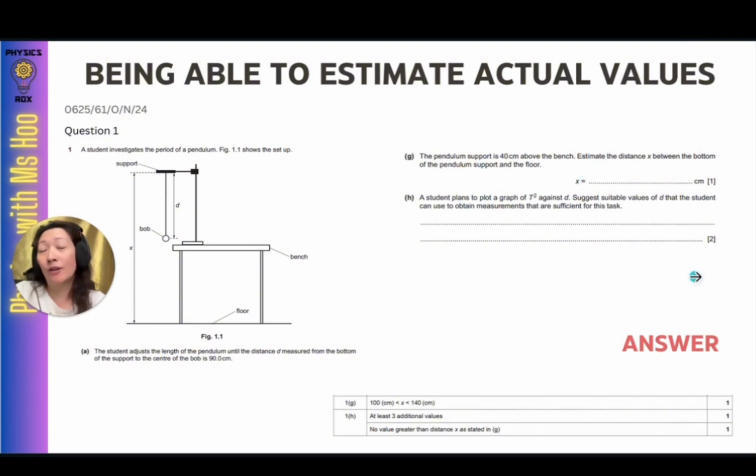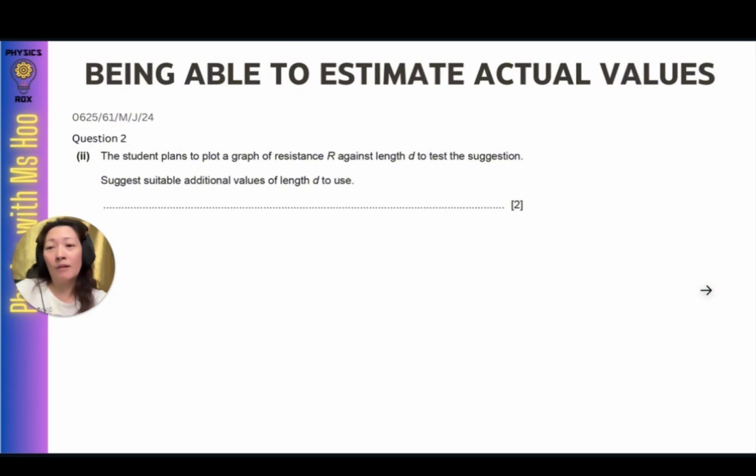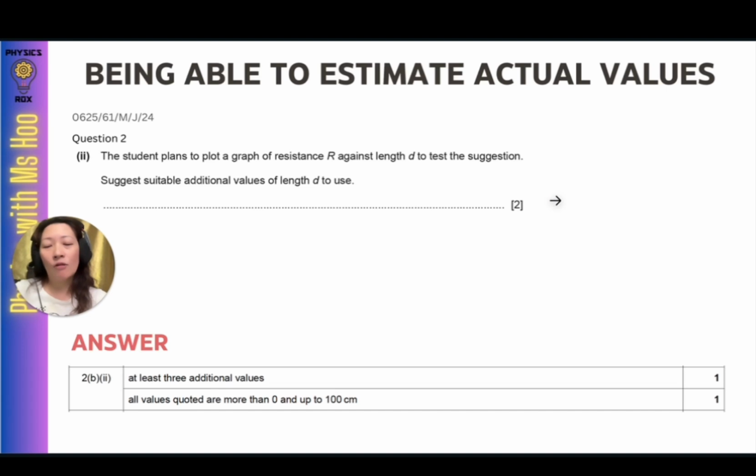So although this is a theoretical paper, it is based on practical knowledge, which includes the ability to estimate actual values. You can also see this in this example of the question taken from Summer 2024 Variant 1. The student plans to plot a graph of resistance R against length D to test the suggestion. So this is an experimental question. Suggest suitable additional values of length D to use. And you can see from the answer here, it's again open-ended.